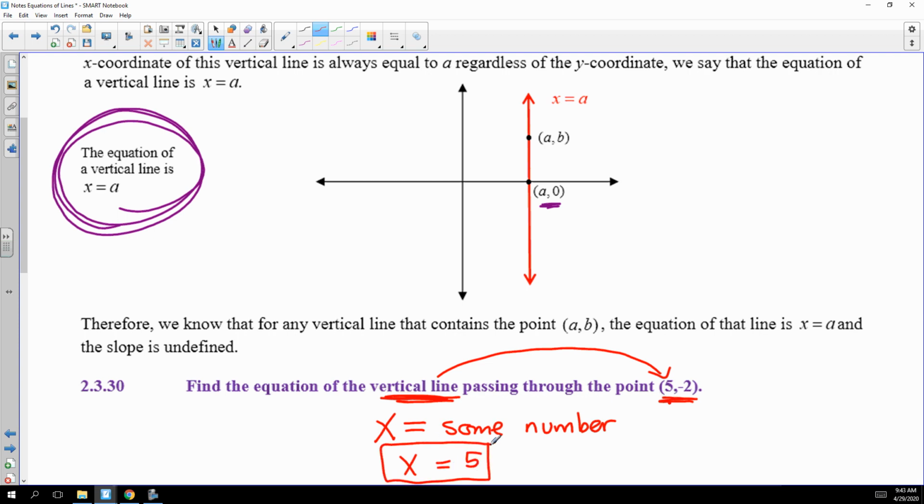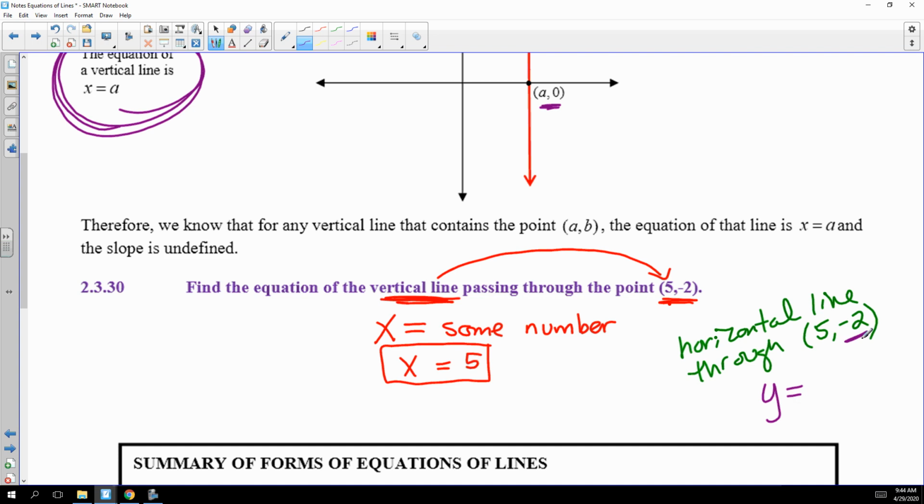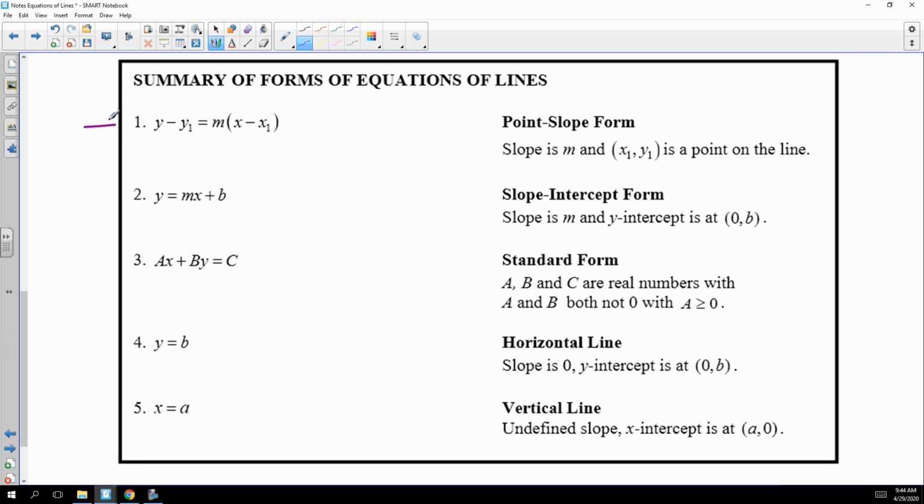If we wanted the equation of the horizontal line through the same ordered pair, (5, -2), that would look like y equals, and then the y value of that point, which is -2. All right, and then there is a summary here of all of those forms for equations of lines. Point-slope form is first, slope-intercept form, standard form, and then obviously you have a horizontal and vertical line as well. Those are your different forms of lines.